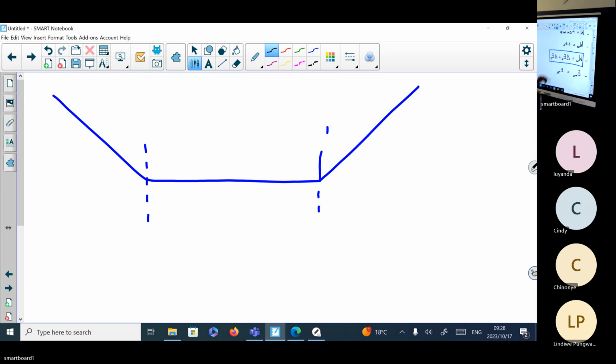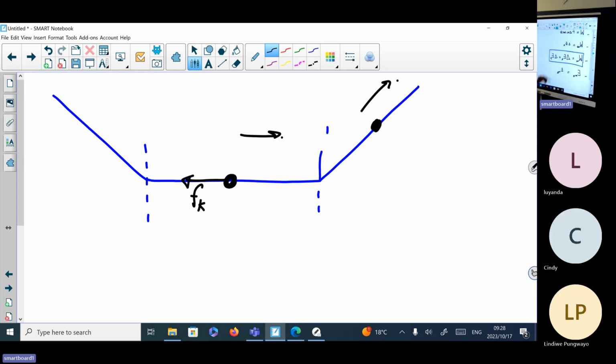In what sense? If this was a rough surface and the object was moving to the right, the frictional force was going to be pointing towards that direction. But once the object is here and it's moving up, the frictional force changes the orientation. It depends on the path followed by the object.